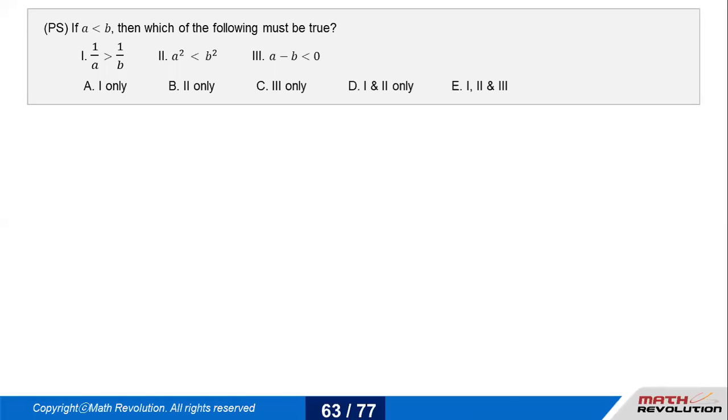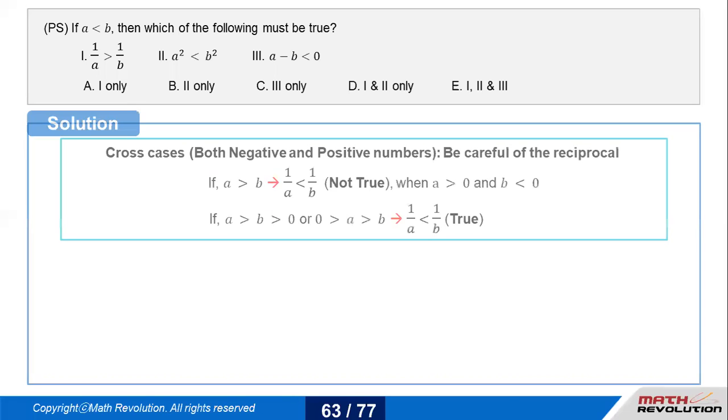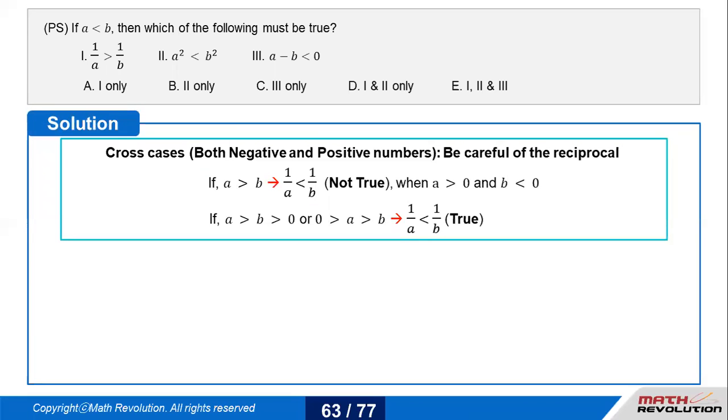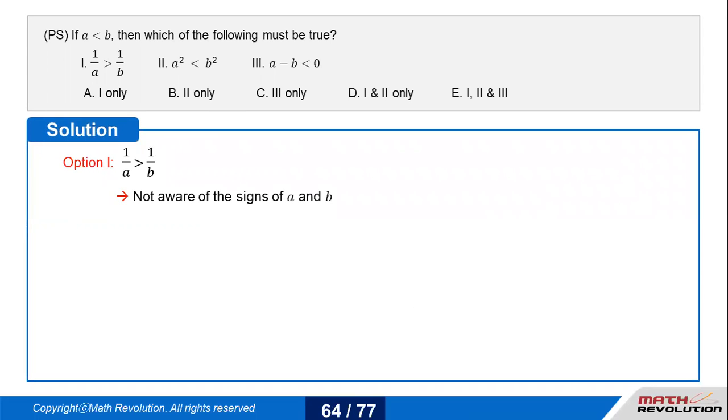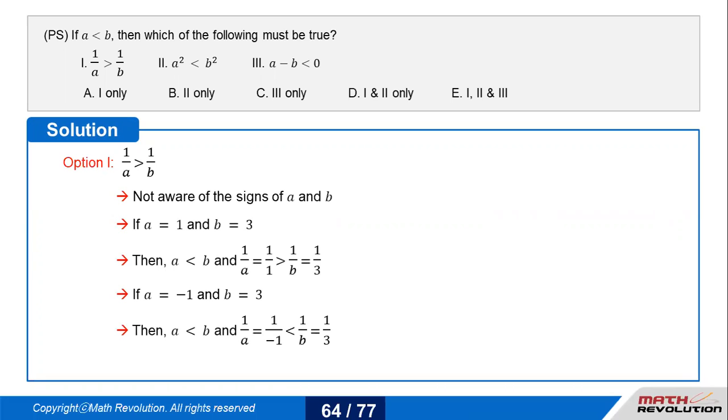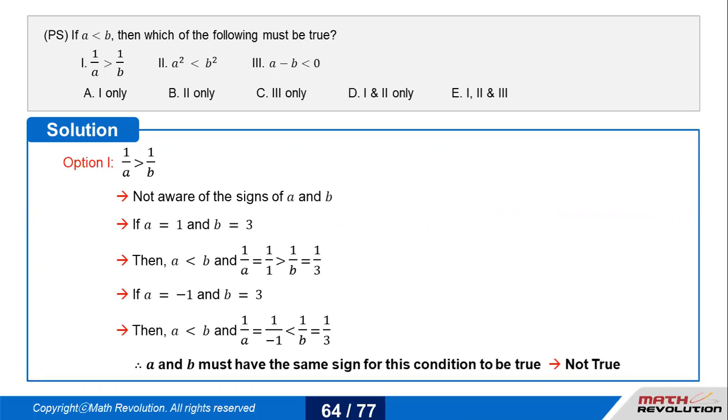Let's talk about this. If a is less than b, they already said a is less than b, then which of the following must be true? Now we know that a is greater than b. 1 upon a is less than 1 over b is not true. It is only true when we have 0 greater than a greater than b. And a plus minus x is something which we have been already applying. So the first option says 1 upon a is greater than 1 upon b. We are not aware about the sign of a and b, so we cannot say anything about this. So this is not true always, because they're asking must be true, not could be true.